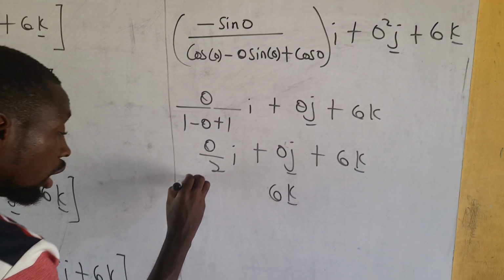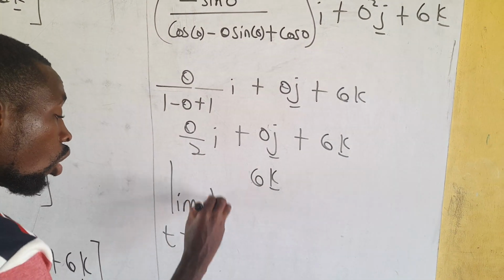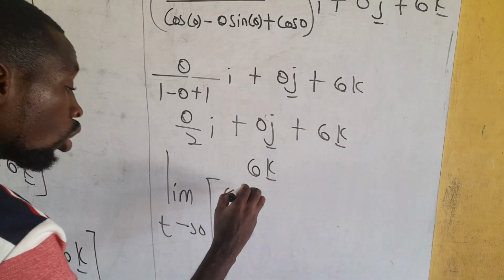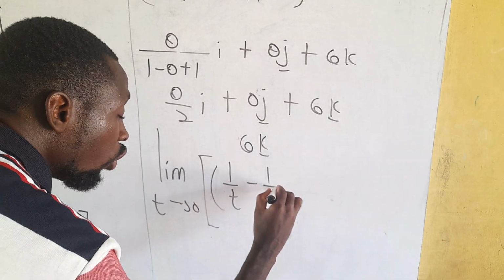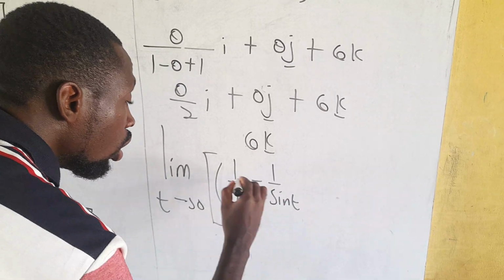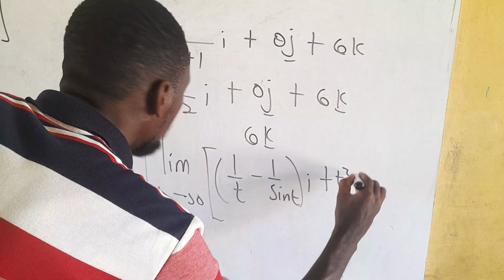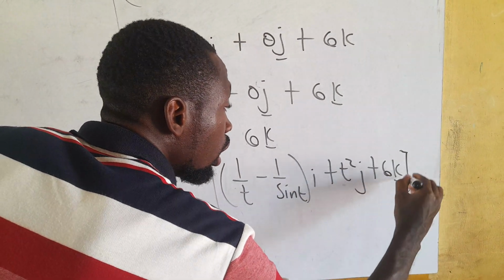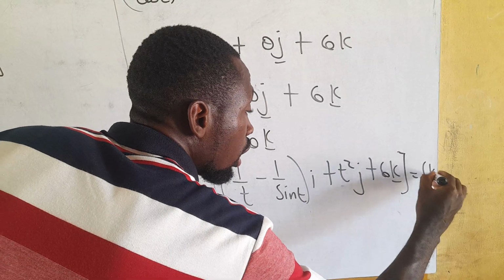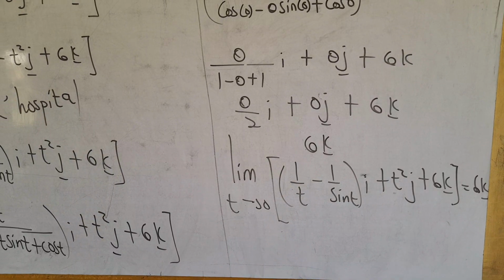Then we can say the limit where t approaches 0 of the function 1 over t minus 1 over sine t, all that in the i direction, plus t squared in the j direction, plus 6 in the k direction, is equal to 6k. I hope you get that. This moves straight to question 4.